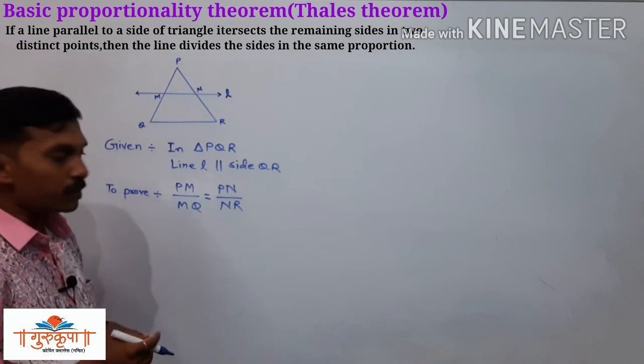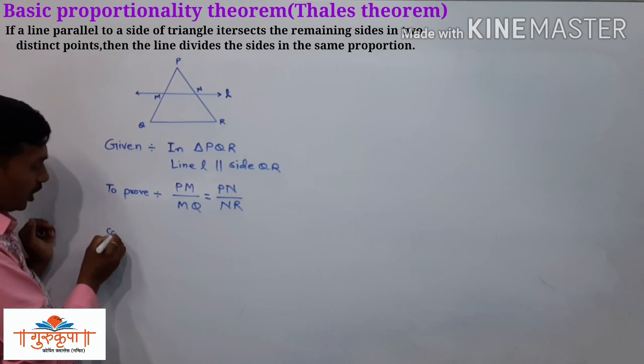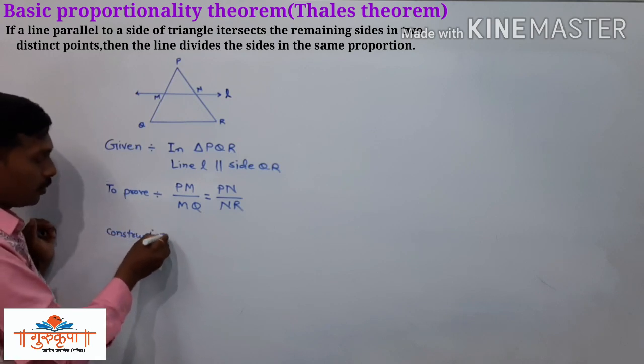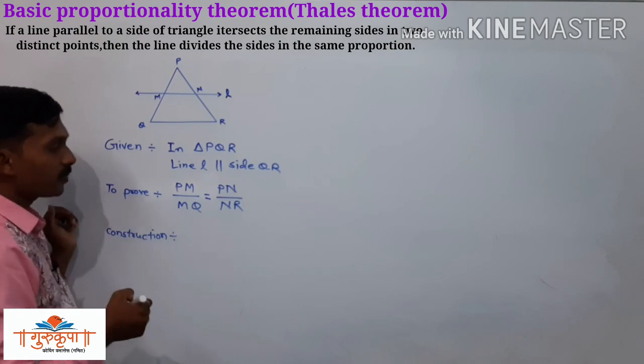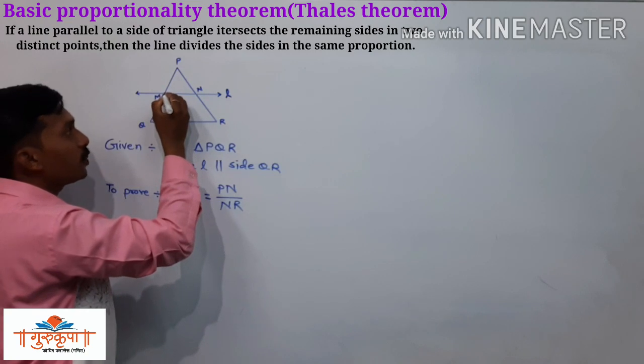That is what we have to prove. Then the construction. Fourth step is construction, and here we have to make the construction. Now what construction we have to make here? We have to join these points.